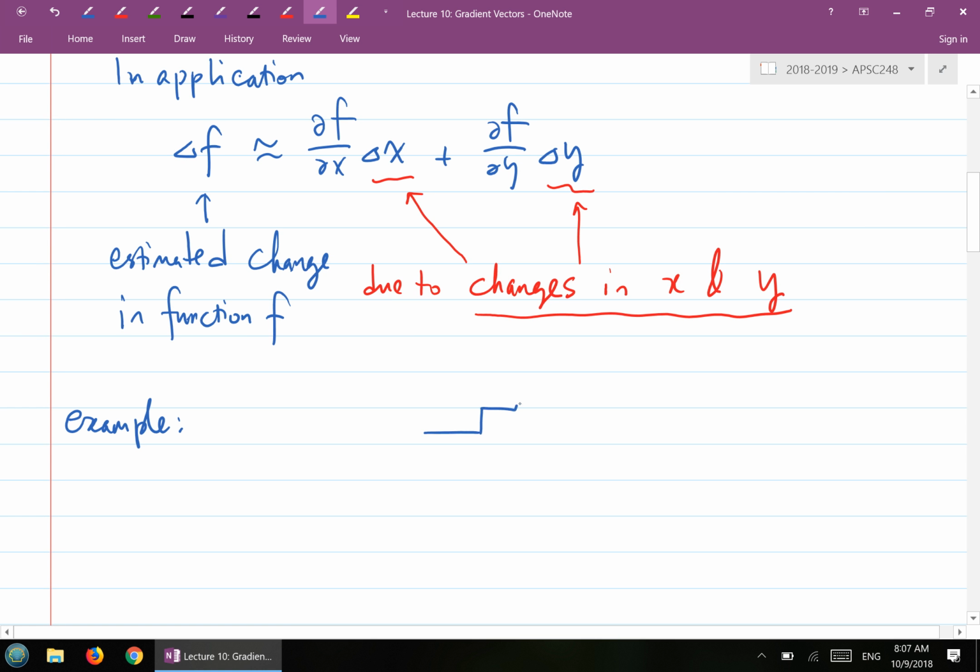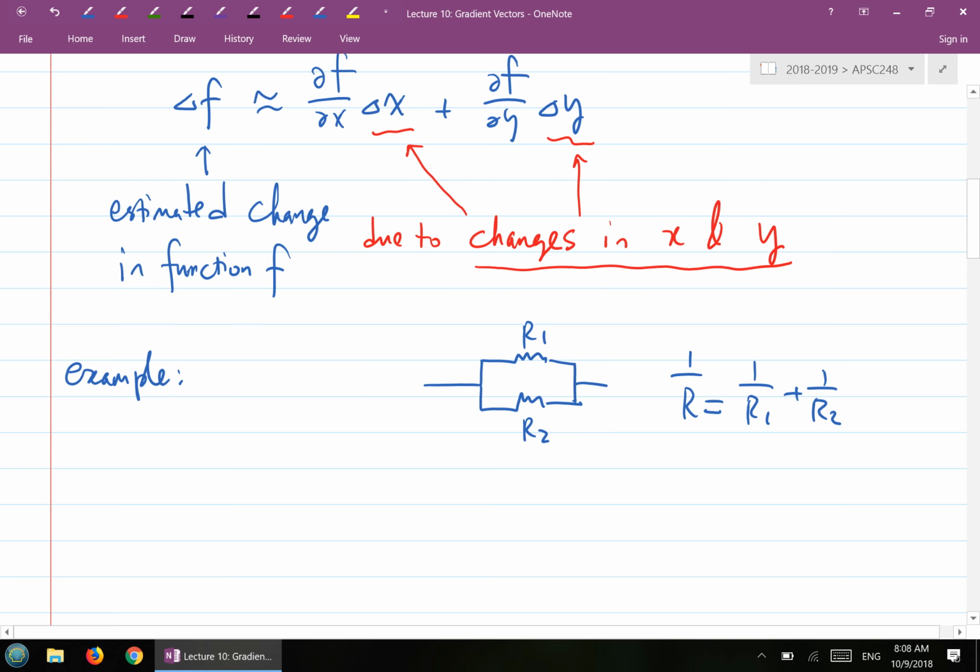In electronics, you have all learned that if you have two resistors connected in parallel, then the total resistance is this. So now the question here is, if there's a little change in R1 and R2, then what will be the resultant change in the total resistance R here? So that's the question.